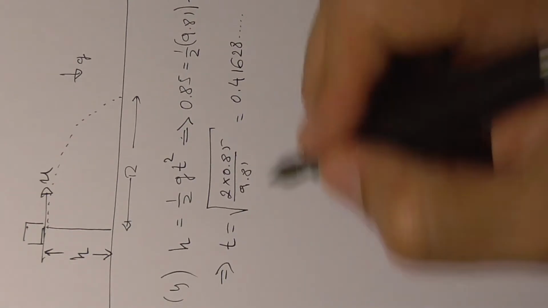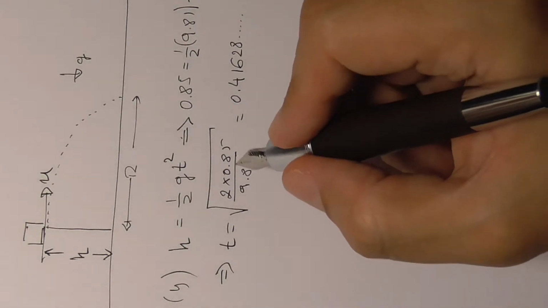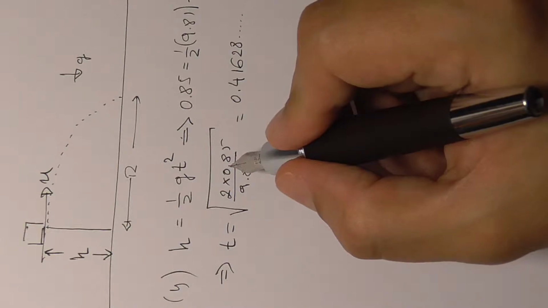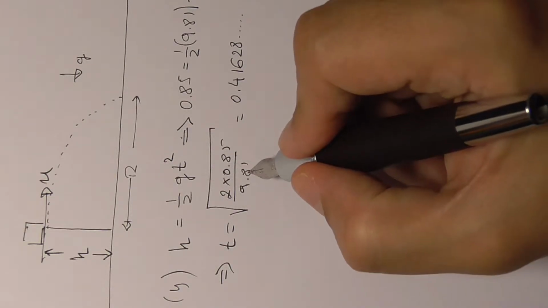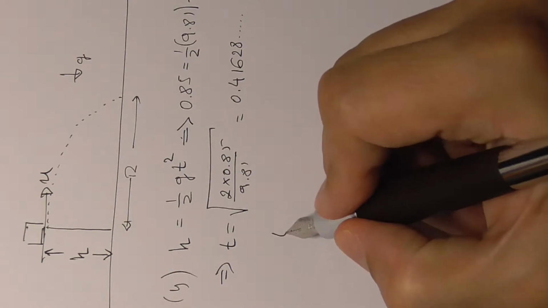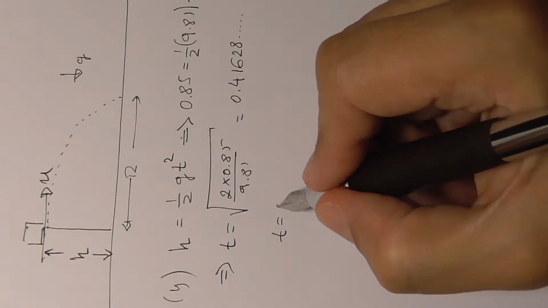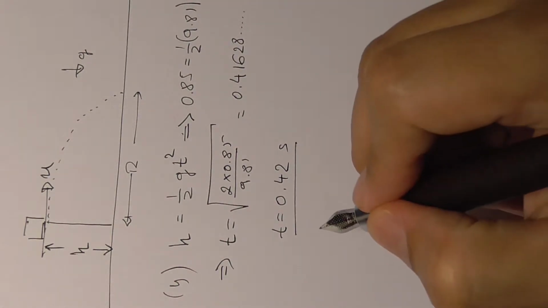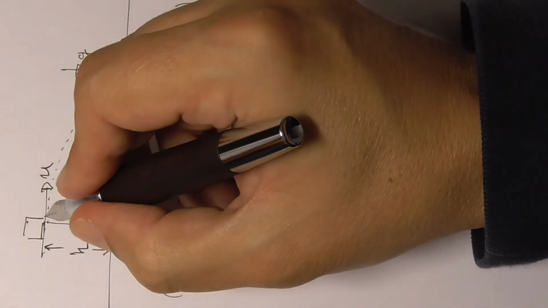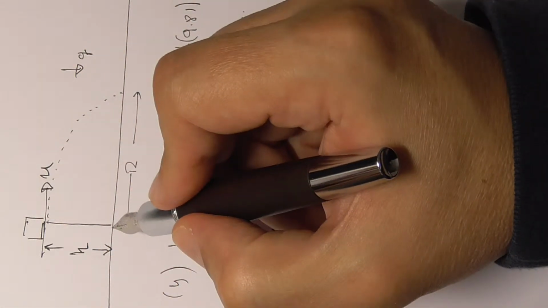But I need to pay attention to significant figures. So remember, you always keep the least number of significant figures that enter into your calculations. So if this is 3, this is 2, I need to keep 2. So I need to round the time to 0.42 seconds. So this is the time of flight, or the time of free fall.